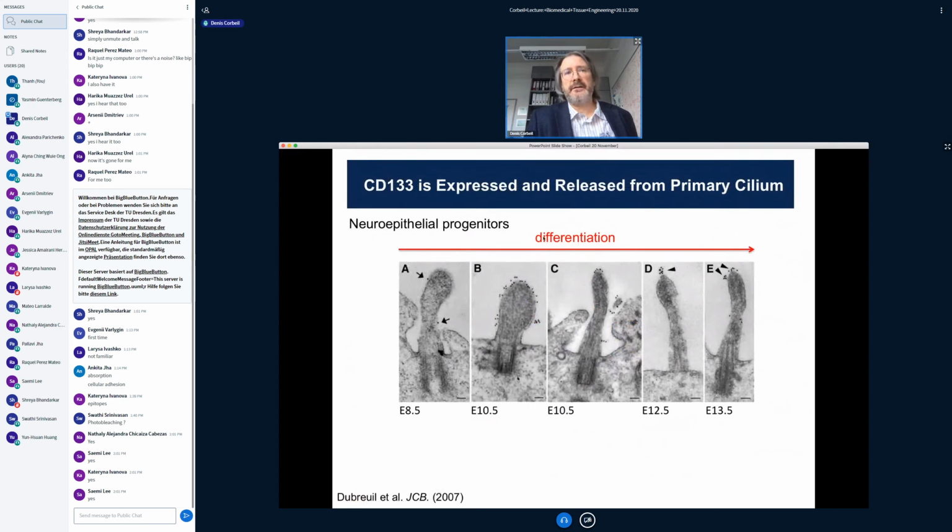I showed you in the beginning, CD133 is found in primary cilium, budding from the tip, and this is also done during the differentiation process. The more the cell goes through differentiation, the more they will release it, which is quite important, meaning the action of the cilium may change during the process of differentiation.